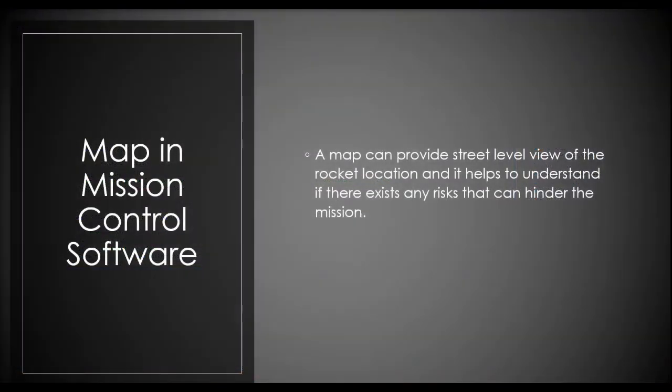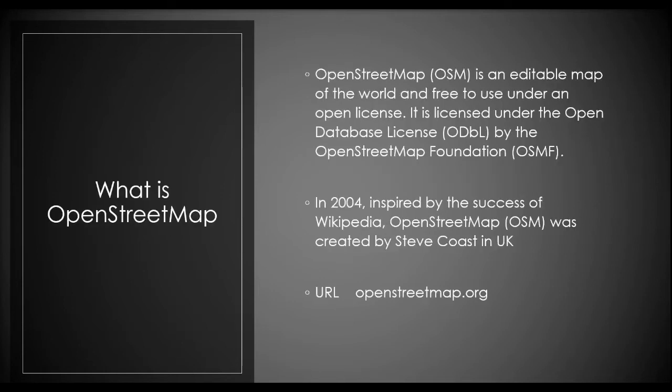Why do we need a map in mission control software? We have the map to have a better idea of where the rocket will be located, in order to find if there is any risk that can hinder the mission. So what is OpenStreetMap? OpenStreetMap is an editable map which is free to use under the Open Database license.